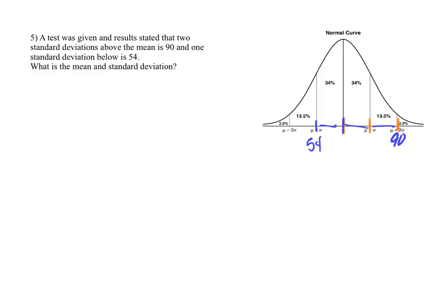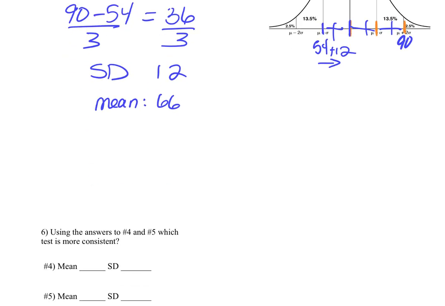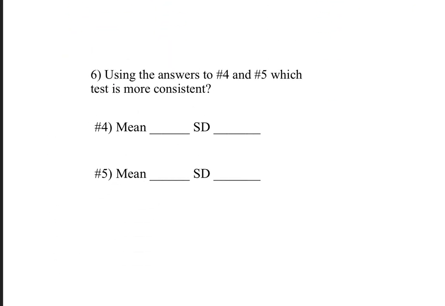So all we have to do is subtract them, figure out how many spaces are between 90 and 54. So between 90 and 54 is 36. And then there are 3 spaces, so we have to divide that evenly among 3 standard deviations, so that would be 12. So our standard deviation is 12. To get from 54 and to go up, we're going to add 12, so the mean is 68, or 66? Yeah, 66. Good?